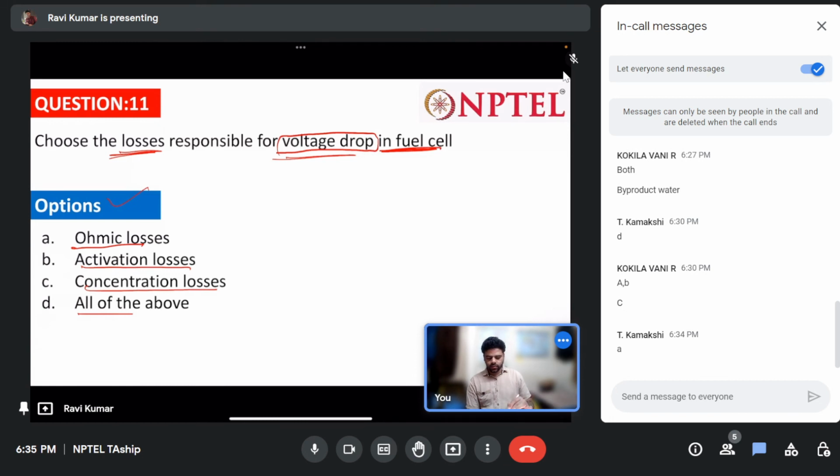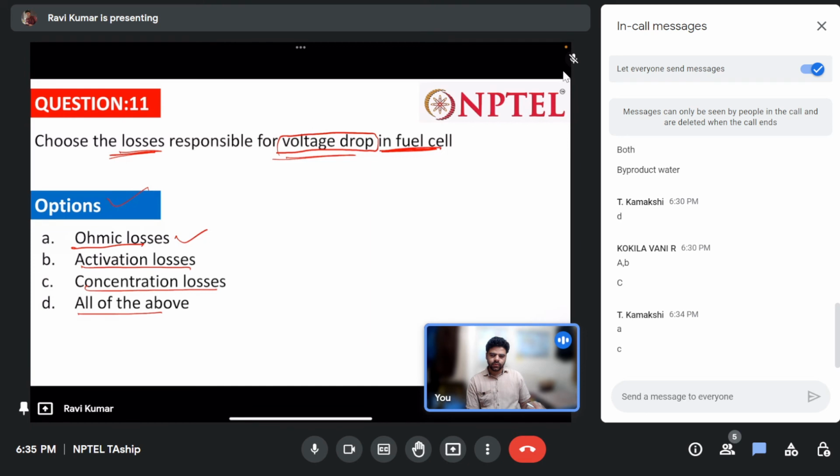A, okay, means ohmic losses are there. Ohmic losses are present everywhere. What about others? Other kind of losses? C, concentration losses will be there.